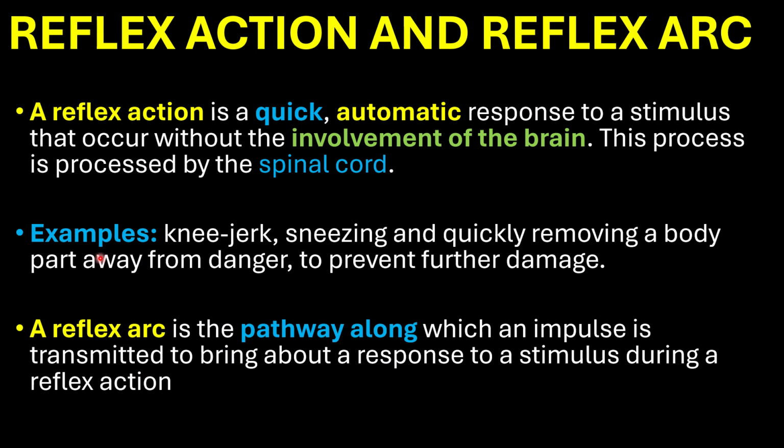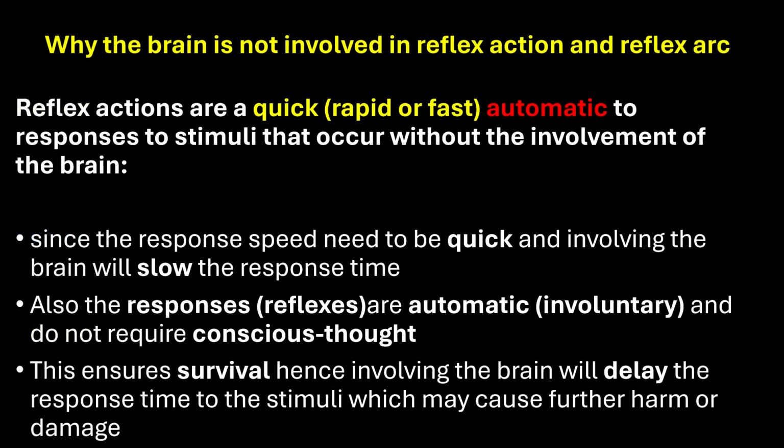So these are definitions and examples which are key stuff you need to know. So why is the brain not involved in reflex action? We have to know the definition because reflex action is supposed to be quick, that is rapid or fast, and also automatic to respond to stimuli. It occurs without the involvement of the brain because the response speed needs to be quick. Involving the brain will slow it down.